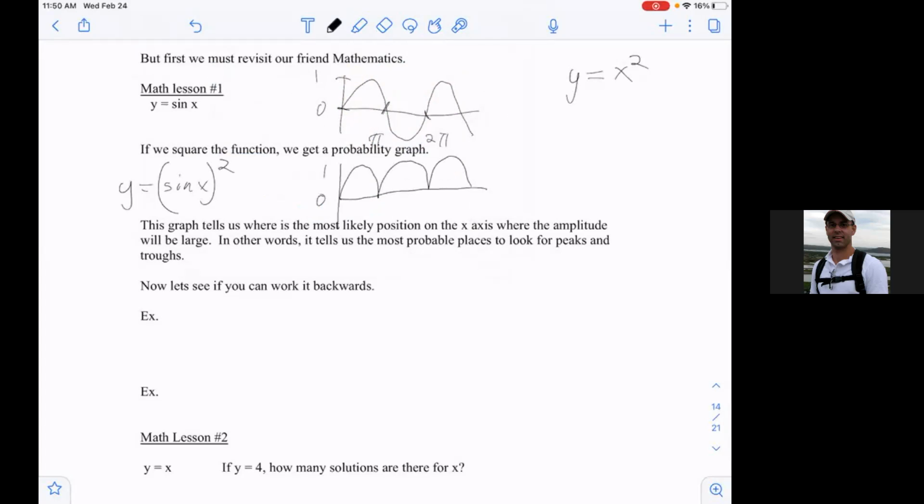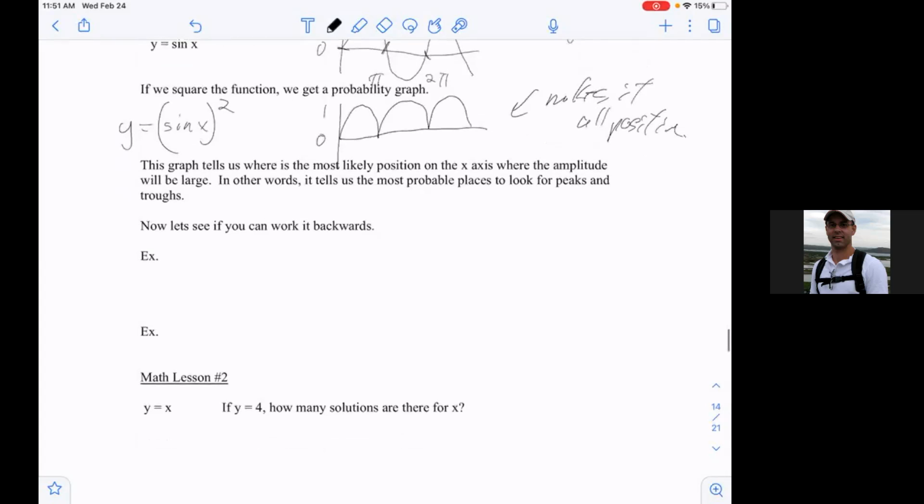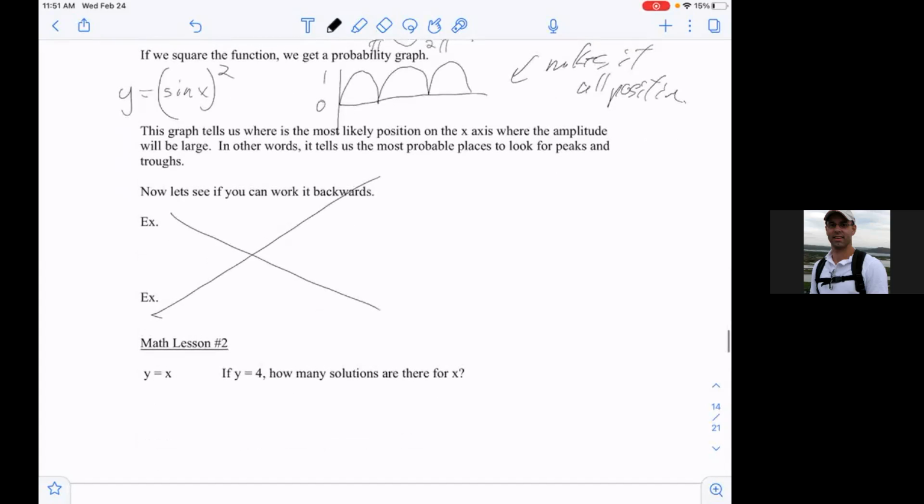Now, like I said, we're not going to be doing math. All I want you to take away is what happens when you square a graph? Makes it positive. Okay, so that's all I want you to remember. You don't have to worry about the sine and the cosine. When you square a graph, it makes it positive. That's all I want you to remember. We're going to skip this part.